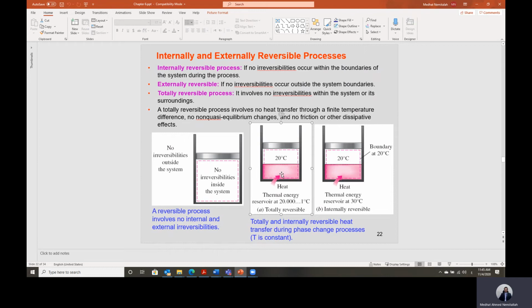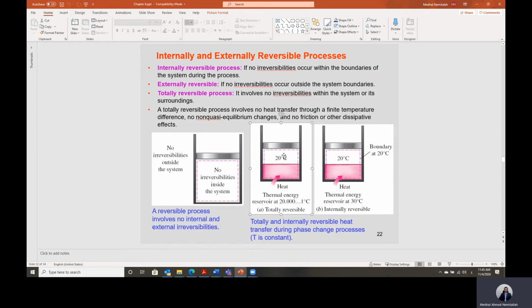Also, heat can be rejected from the vapor so that saturated vapor is converted to saturated liquid. So we can have heat addition or heat rejection during the phase change process without having a temperature rise. So in this case, if we have a fluid, let's say at 20 degrees C.